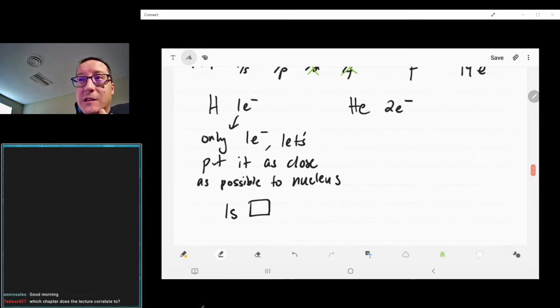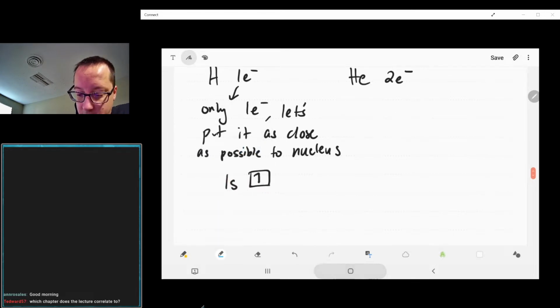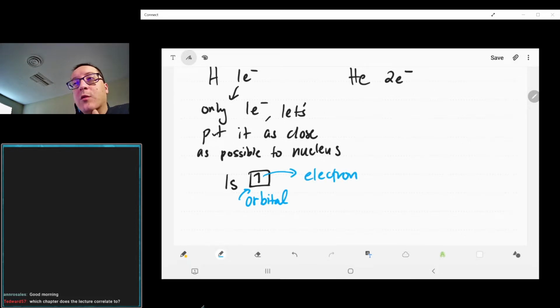We draw these as boxes, and we draw electrons as these little half arrows. The box is the orbital, and this little guy is how we describe the electron. So we're going to describe hydrogen's electron as being within the 1s orbital. It's hanging out in there.